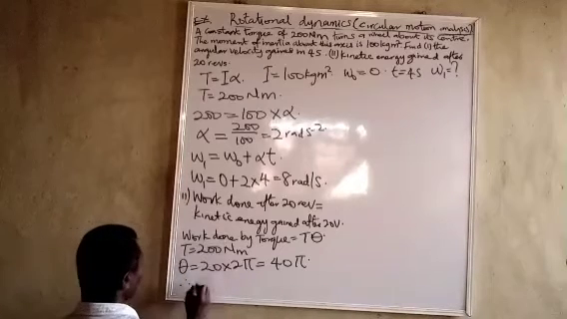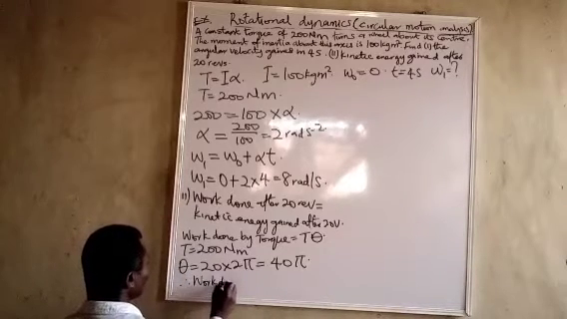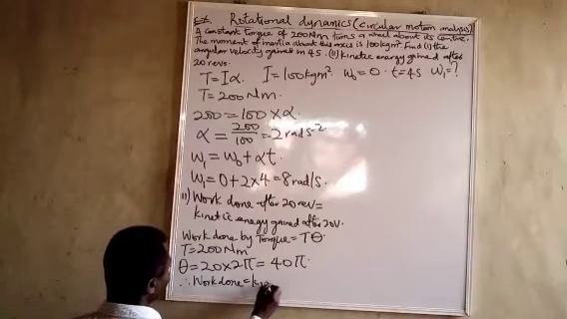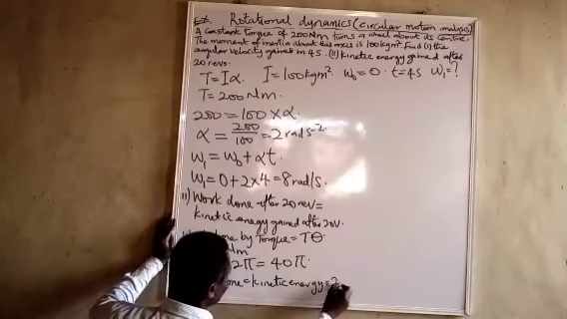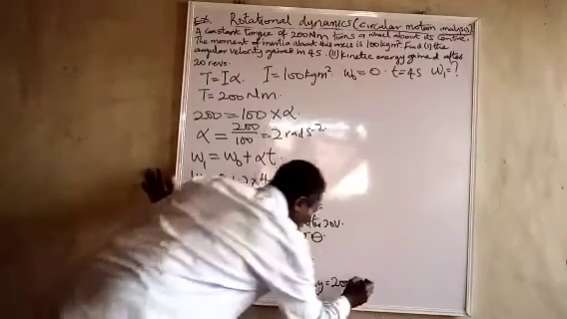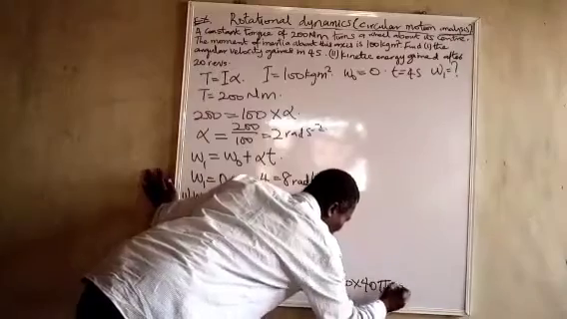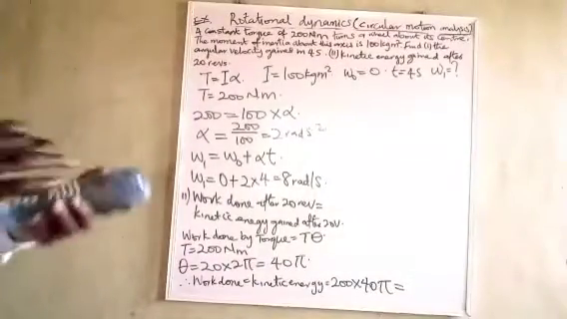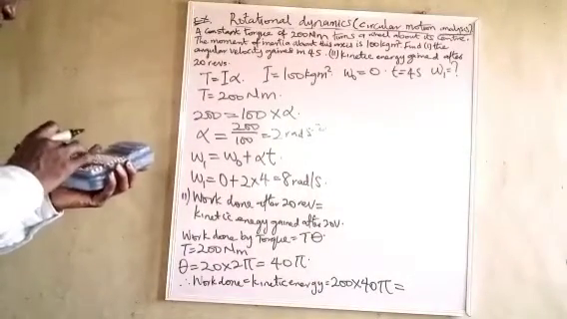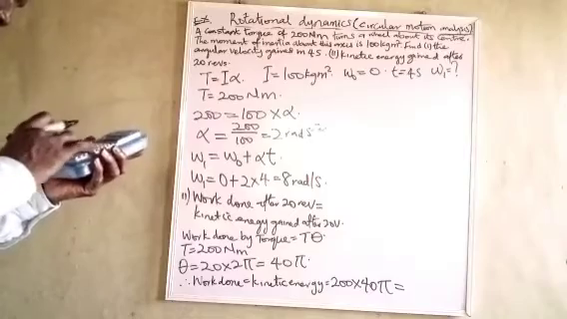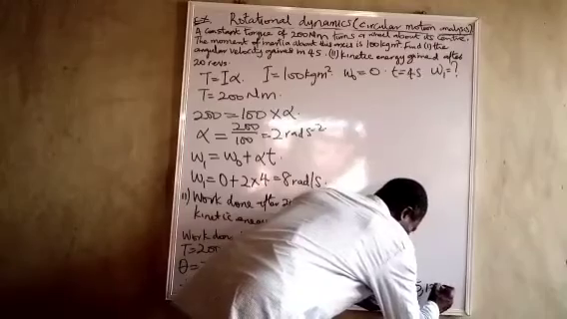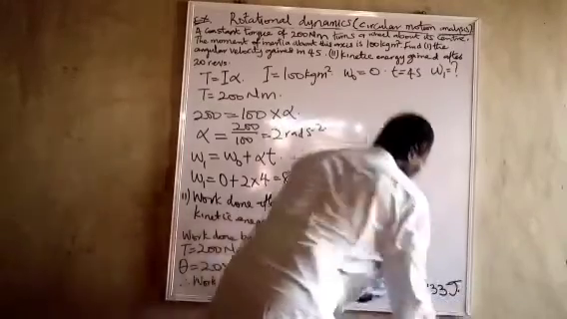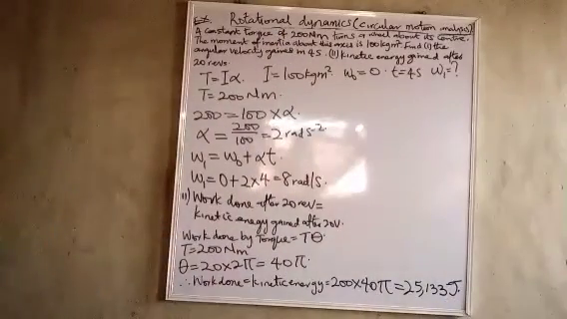Therefore, work done equals kinetic energy, which will be equal to 200 times 40 pi, and that is 25,133 joules. That is one way of looking at it.